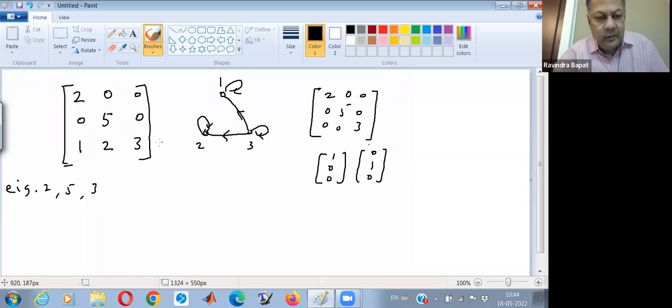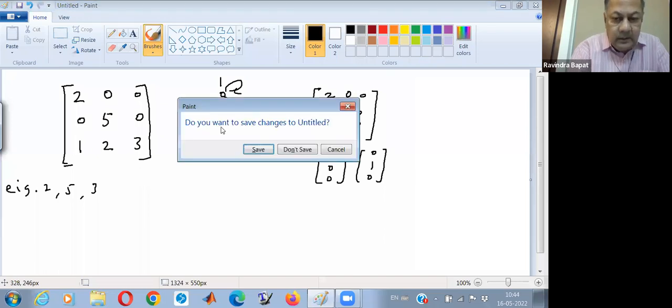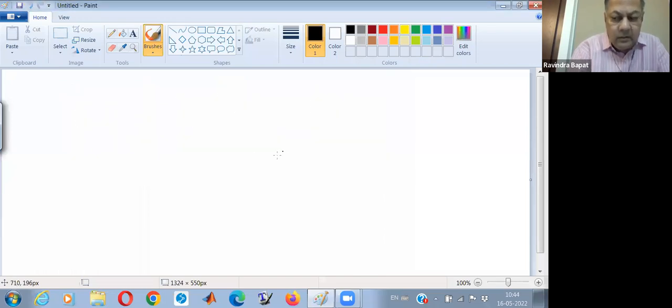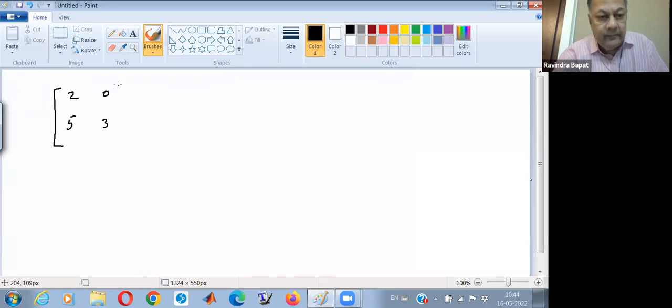So let me first take a 2 by 2 matrix. I think it is easier to do it first for a 2 by 2 matrix. I'll come back to this 3 by 3. Actually, there's going to be one homework problem today, and that will require this kind of access property. So suppose I take a 2 by 2 matrix, but not a diagonal matrix, a triangular matrix. The eigenvalues are 2 and 3.